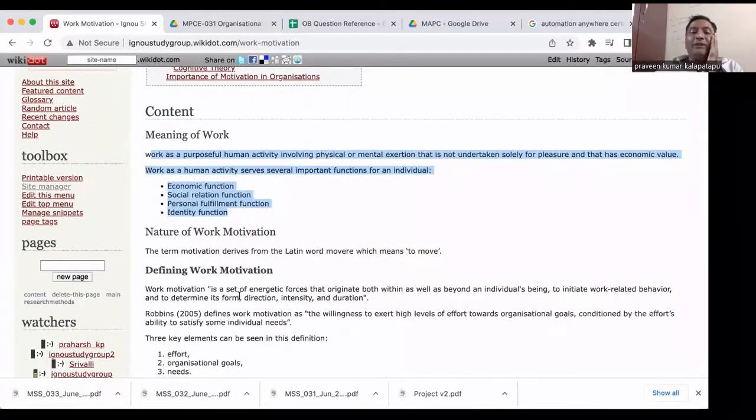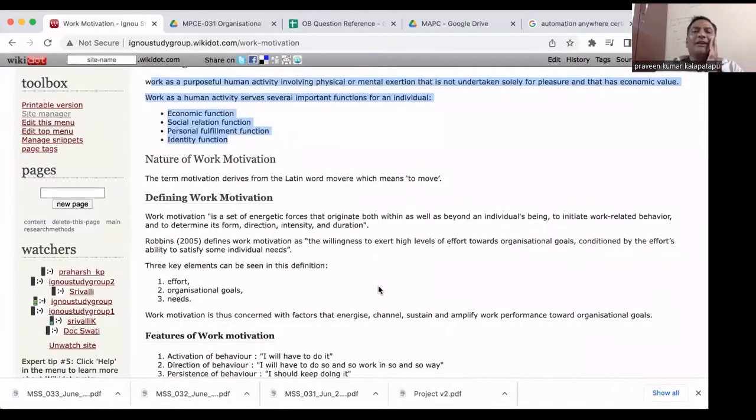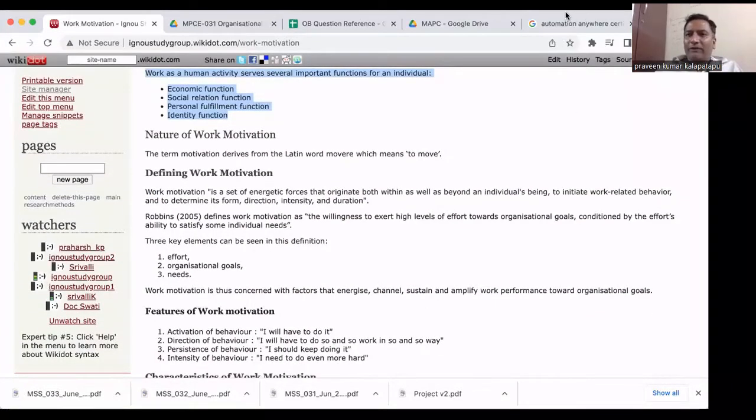Now we are going into the next part. What is work motivation? Let's go through a few definitions. It is a set of energy forces that originate both within ourselves and beyond individuals to initiate some work-related behavior. We are talking not about general motivation but about work motivation. An energy is generated within ourselves, directing our effort towards work-related behavior, and it takes the form, direction, intensity and so on towards that work. That is what one of the scientists described as work motivation.